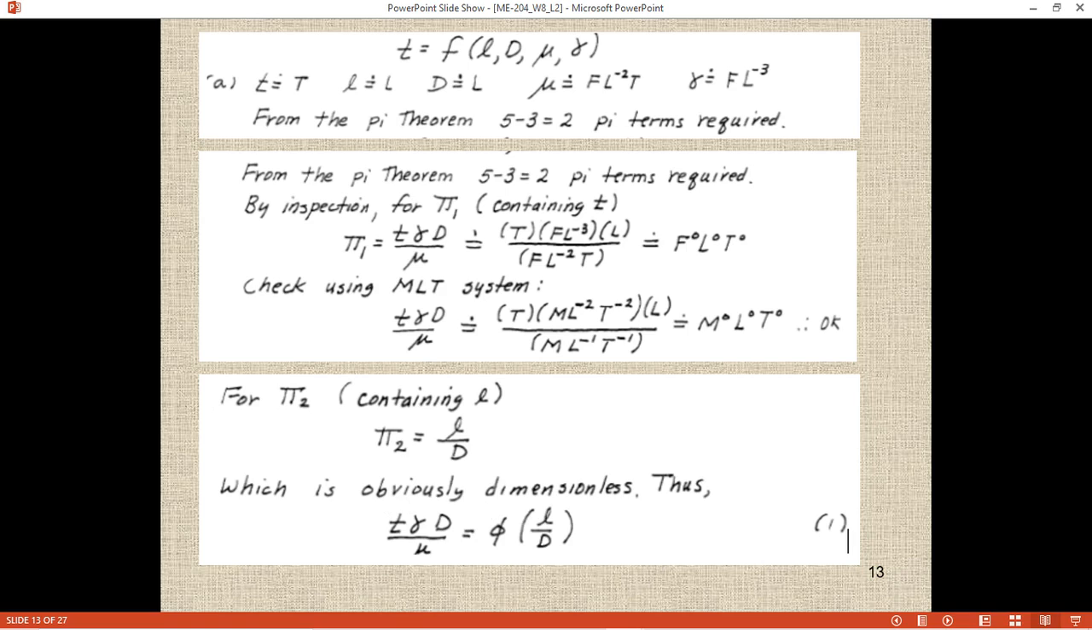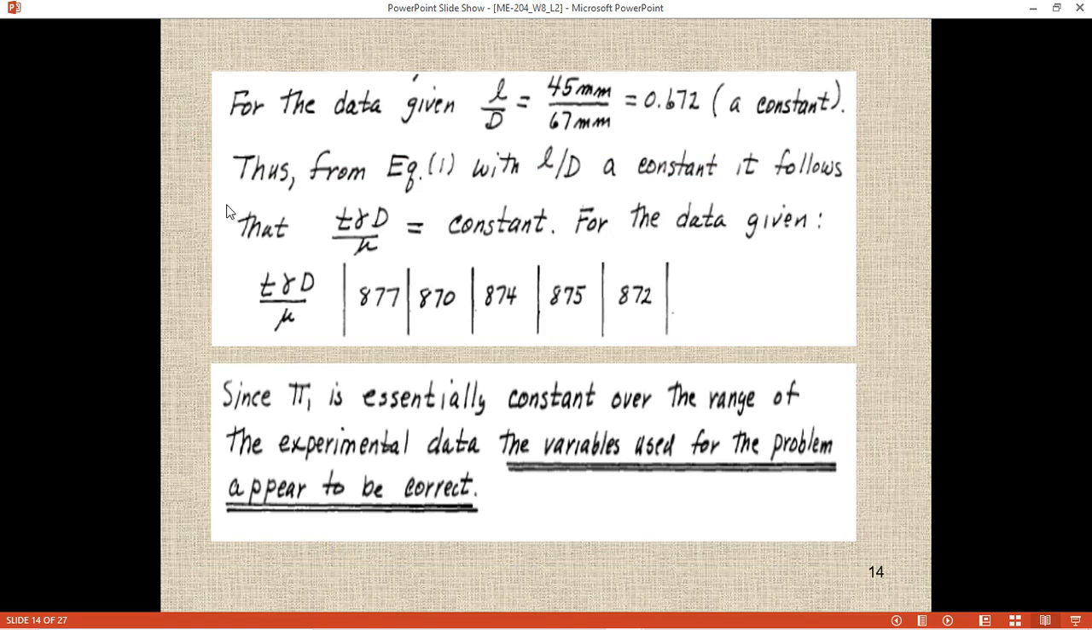Now let's analyze whether the variables we have used to describe the phenomenon are correct. What is the data given? L over D, 45 over 67, is 0.672. So it is a constant, because we do not have any variable that is varying. Thus from equation 1, with L over D a constant, it follows that this term must also be constant. So when we multiply all these factors, the value must be the same.